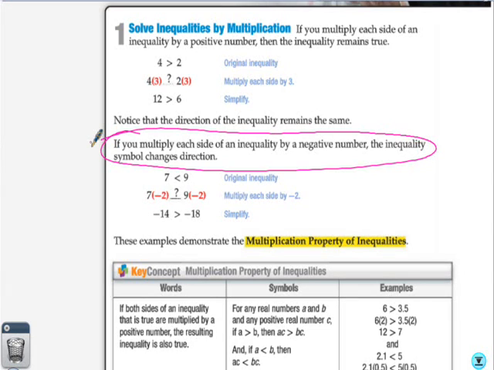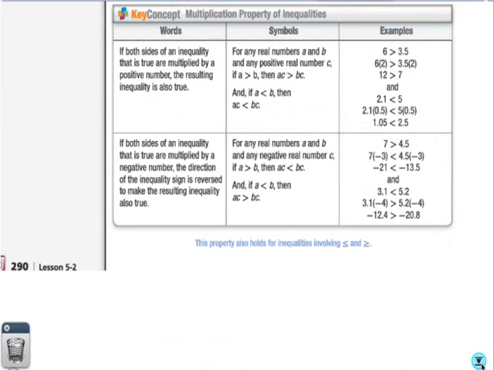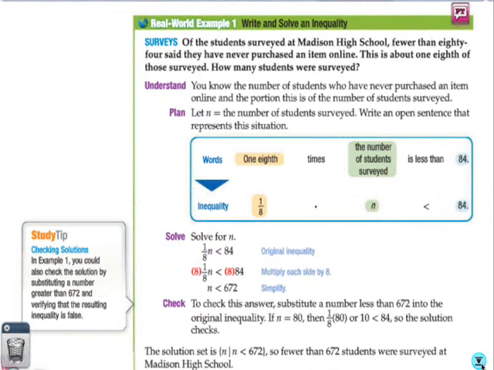When we multiply it by a negative number, the sign has got to change directions. Okay, that's a big deal. So you need to find a way to remember that. Best way to remember it, obviously, is to practice. The multiplication properties of inequality are the same as equations. Only difference being that when there's a negative involved, we're going to change the direction of the sign. So let's take a look. We're going to start with a real-world problem this time. Of the students surveyed at Madison High School, fewer than 84 said they have never purchased an item online.